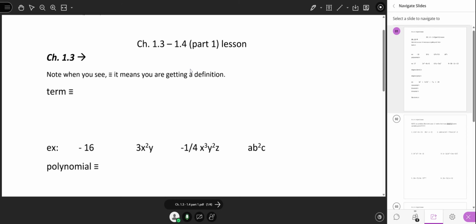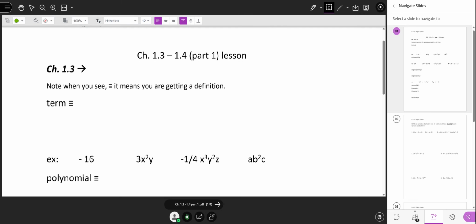Okay, I hope you're enjoying these lessons. And remember, you can watch these lessons as many times as you need to watch them. Now, when you see three lines together like this, it means that you're getting a definition.